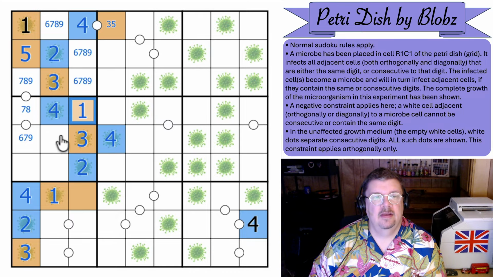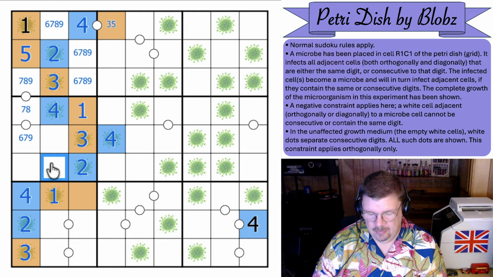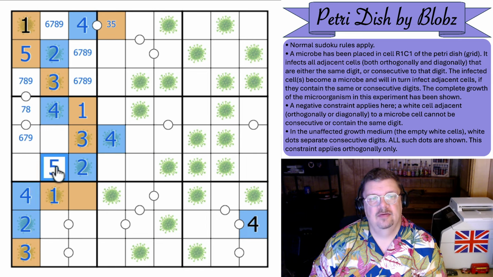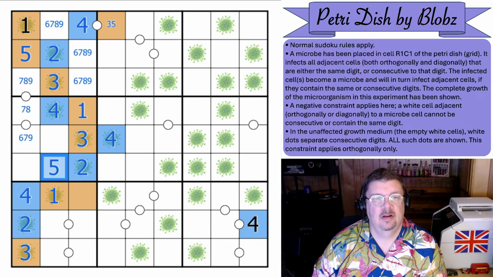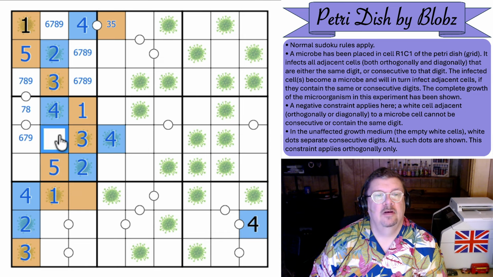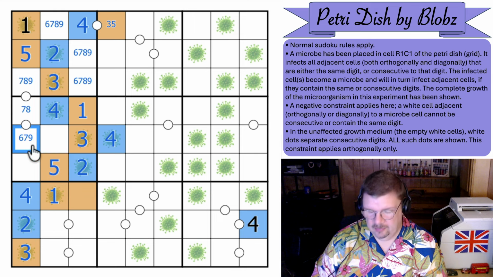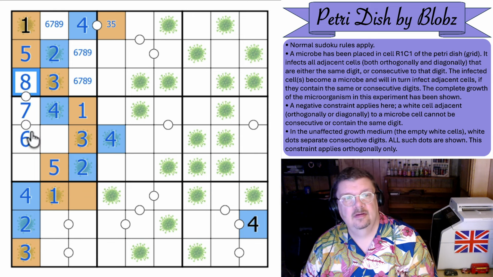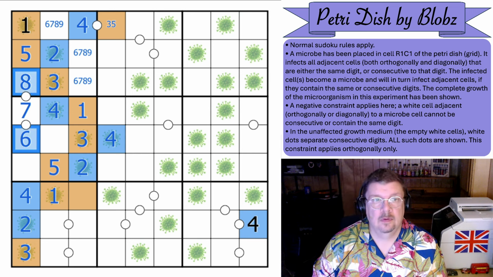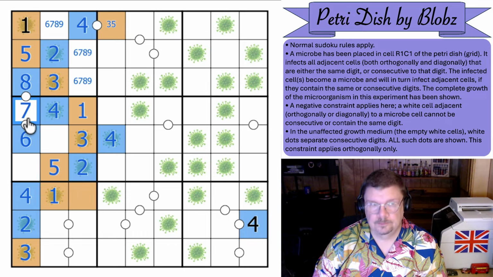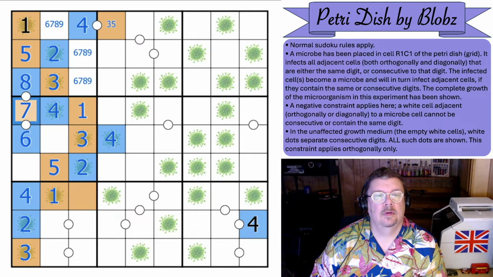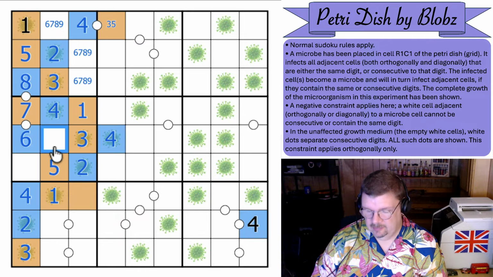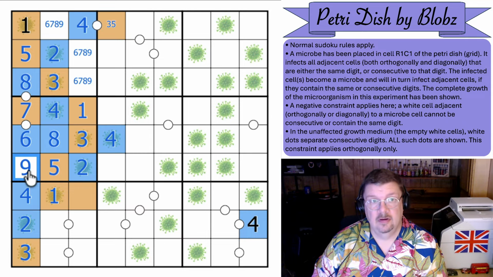5 can't go here, or it would have been infected by that. It can go there. That's not infected, so the diagonal restriction doesn't apply. Neither of those two can be a 6, or they'd be a white dot, so that is a 6. That makes that 7 and 8. That's now 8, and that's 9.